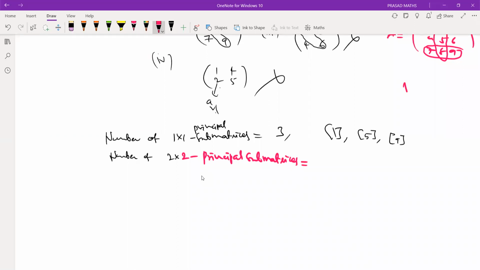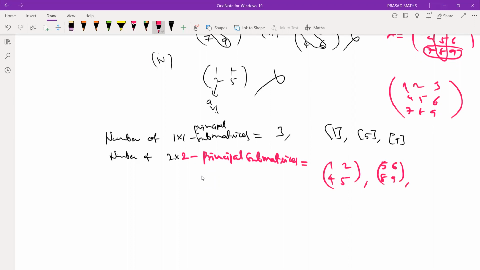Your matrix is 1, 2, 3, 4, 5, 6, 7, 8, 9. Tell me now, what are the 2 by 2 submatrices? 1, 2, 4, 5. Next, 5, 6, 8, 9. Next, 1, 2, 8, 9. No, right? 1, 3, 7, 9.